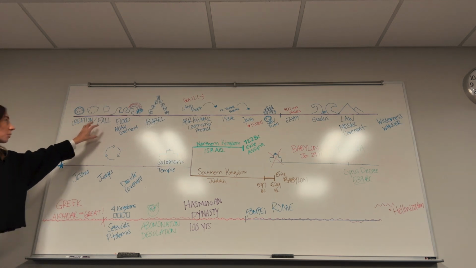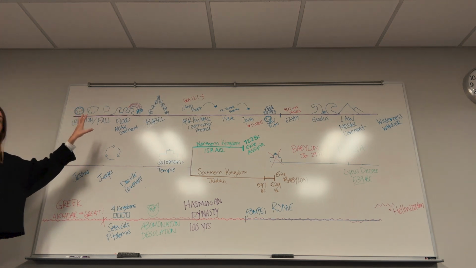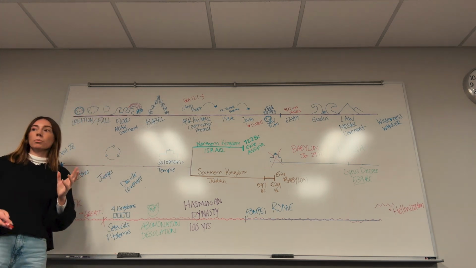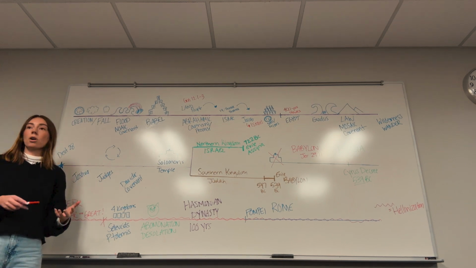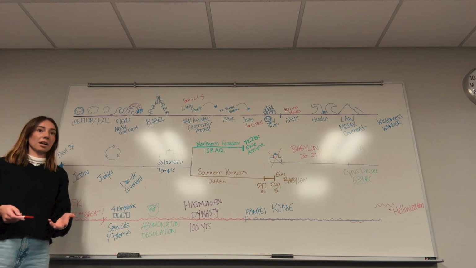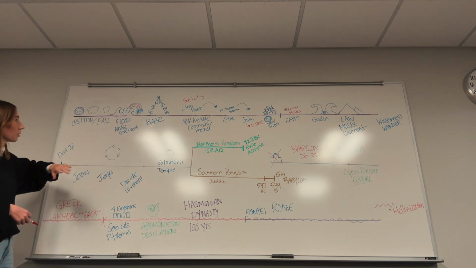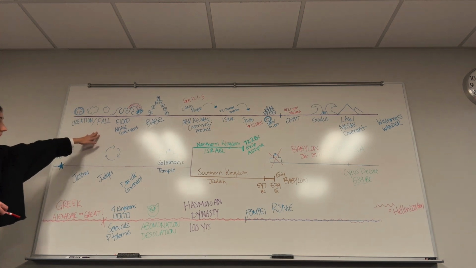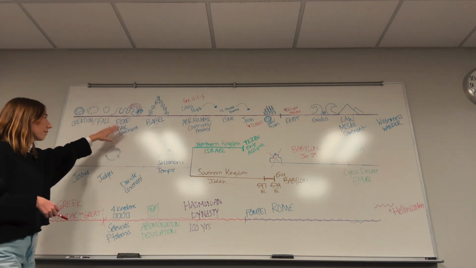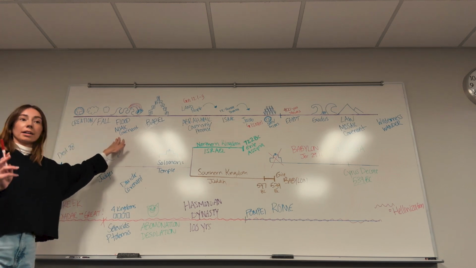So this is when sin enters the world, and a theme you will see throughout the Old Testament is that the main problem with humanity is that humanity wants to determine what is right and wrong, what is good or bad for themselves. Humanity wants to be their own God. So that's started right away with the fall in Genesis. And then we have the flood and the Noahic covenant.